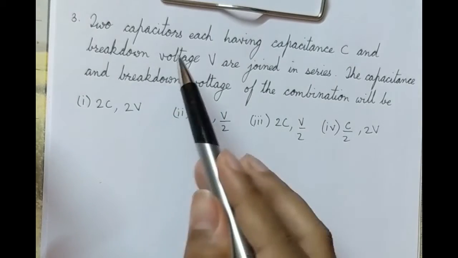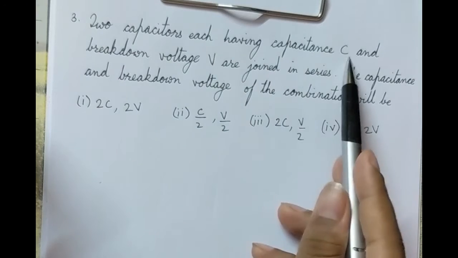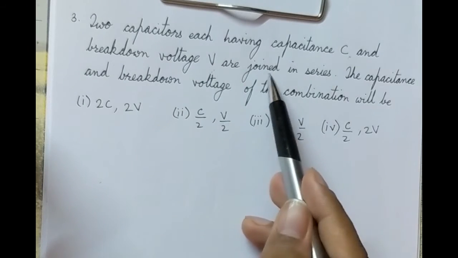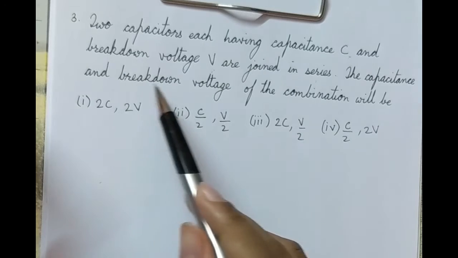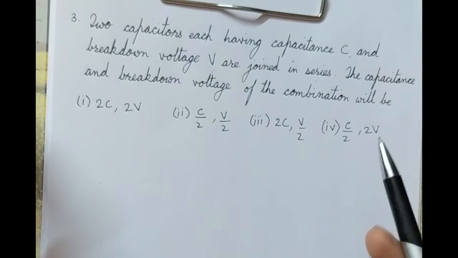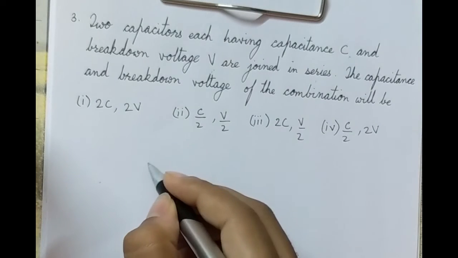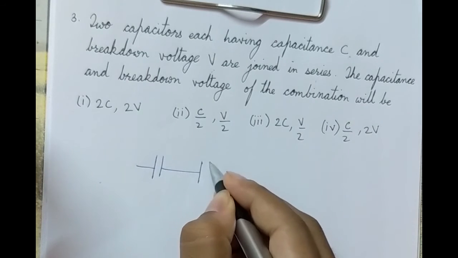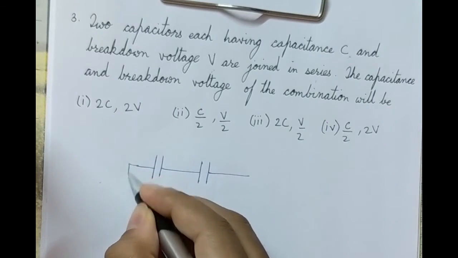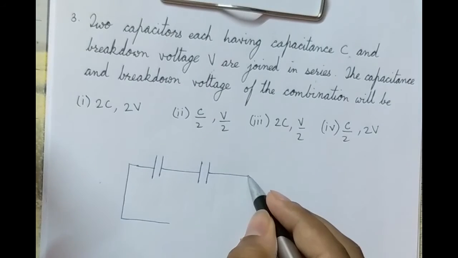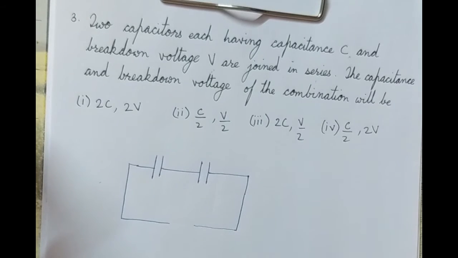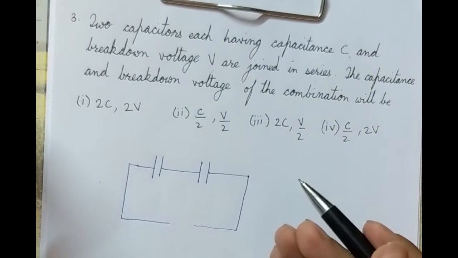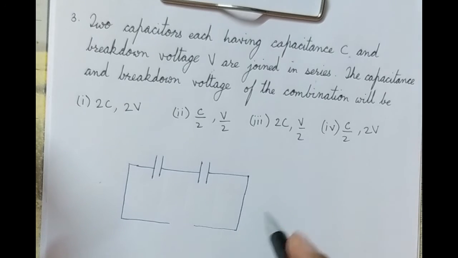The third sum says that two capacitors, each having capacitance C and breakdown voltage V, are joined in series. The capacitance and breakdown voltage of the combination will be. So let's draw out our arrangement. It says you have one capacitor, you have another capacitor, both having capacitance C connected in series. I'm not drawing any battery as of now. Now just like the previous sum, this sum is actually very easy to do and it will be solved very quickly if you know the correct method.